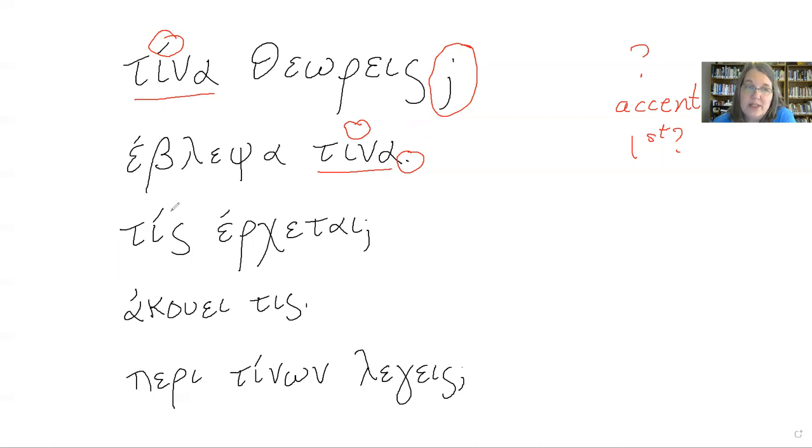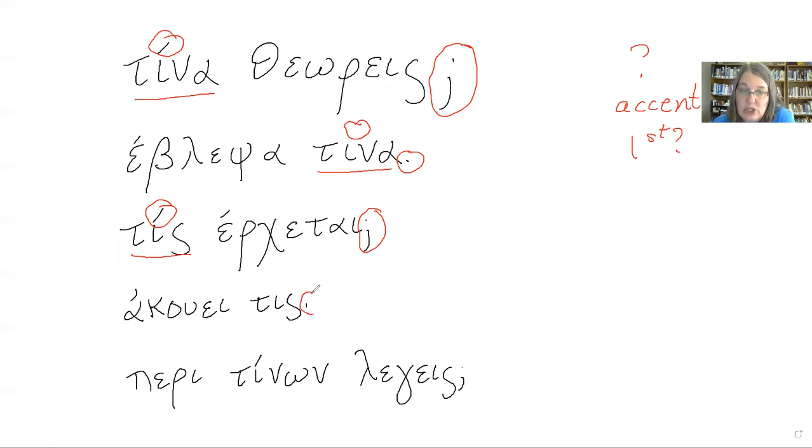Okay, three questions for this sentence. Is there a question? Yes. Is there an accent? Yes. Does it come first? Yes. So we know it's the interrogative pronoun. Here we have the masculine or feminine nominative form. So we're going to say who is coming is how we're going to translate this. Who is coming?